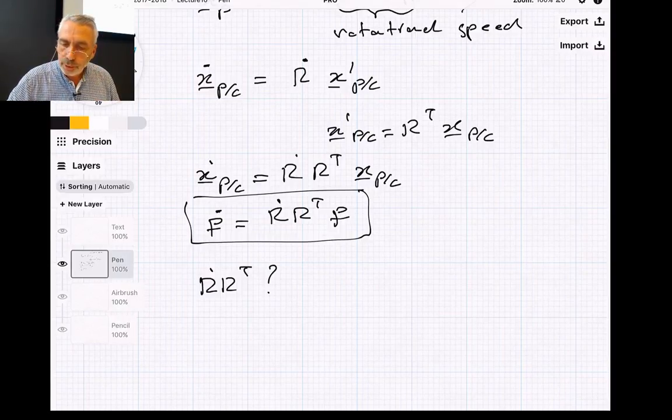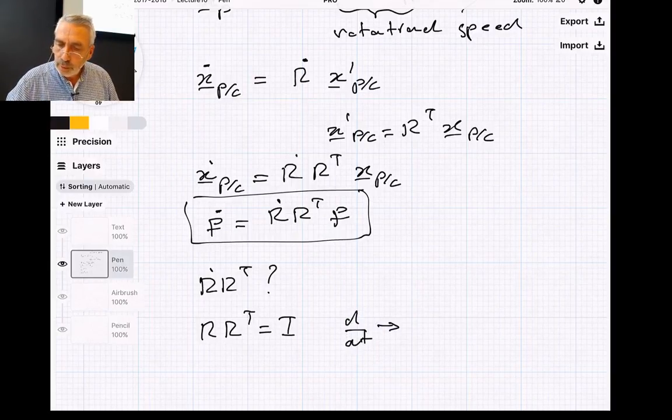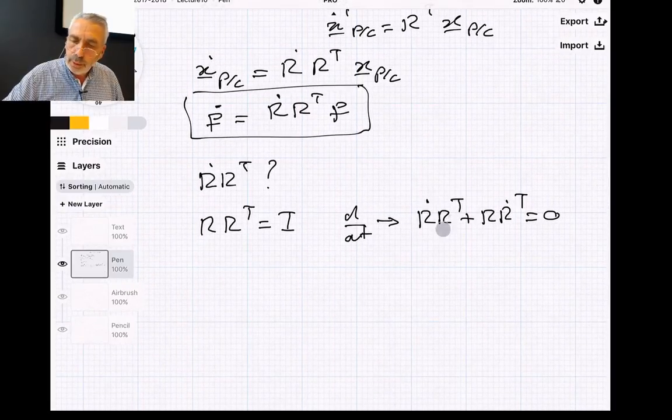Remember the constraints? R times R transpose is the identity. Now, if I differentiate that with respect to time, what do I get? I get R dot R transpose plus R R dot transpose is 0. Oh, I always like when things are 0. That makes it simple. And if we really take a close look, then these resemble each other a lot, right?